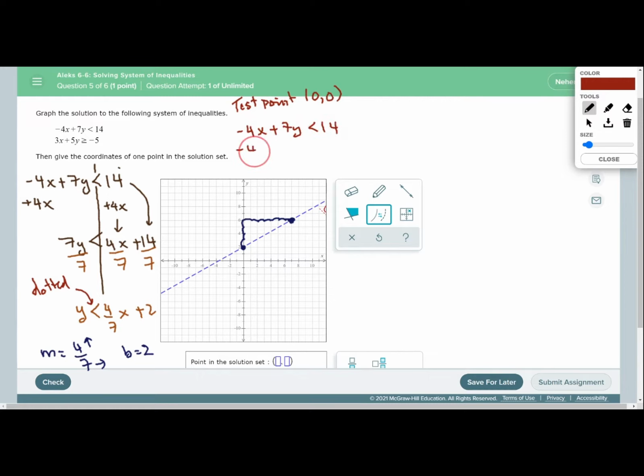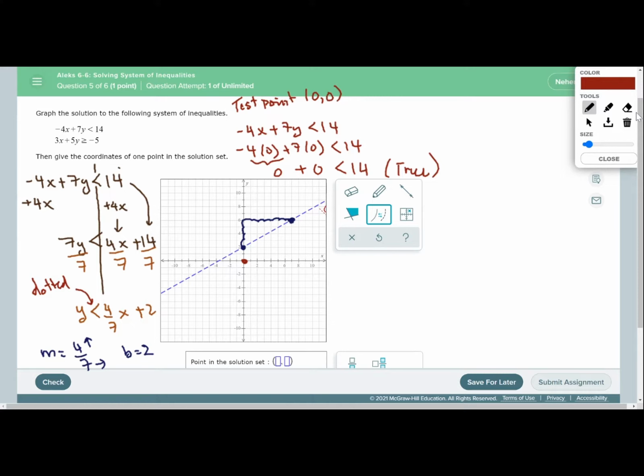So that will be negative 4 times 0 plus 7 times 0 less than 14. Negative 4 times 0 is 0, plus 7 times 0 is 0, less than 14. 0 less than 14, which is true. (0, 0) down here gives a true statement, so we're going to shade below the line.